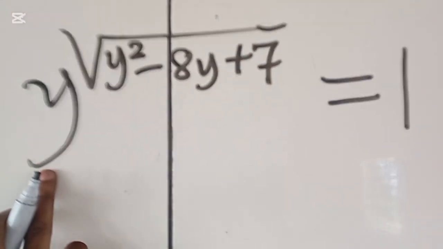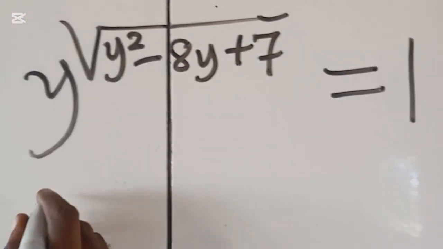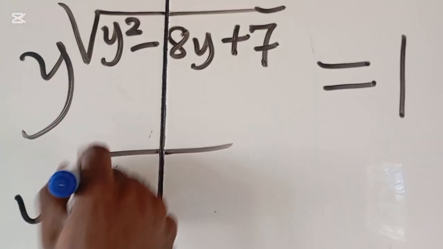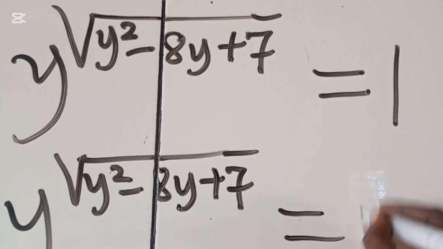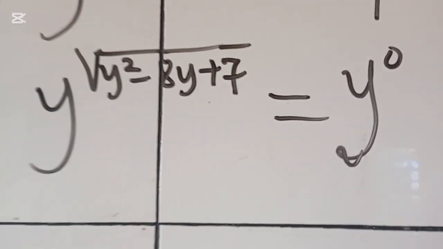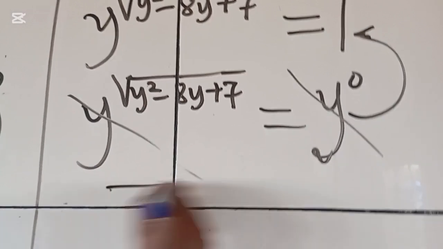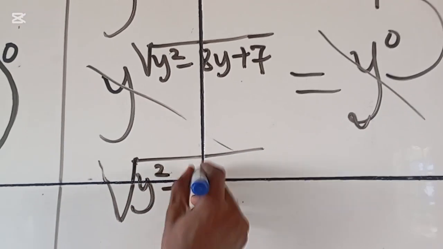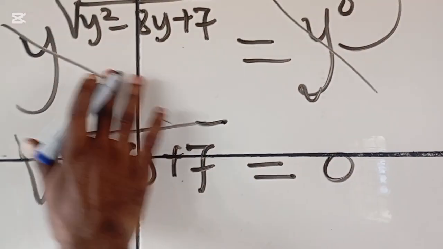Now the base here is y. I will transform this one to be in base y. y raised to square root of y squared minus 8y plus 7 is equal to, rewrite this, y raised to power 0. It is also 1. So the base can be the same. I cancel this and this. We have square root of y squared minus 8y plus 7 is equal to 0. At this point, viewers all over the world, we are asked to find the value of y.